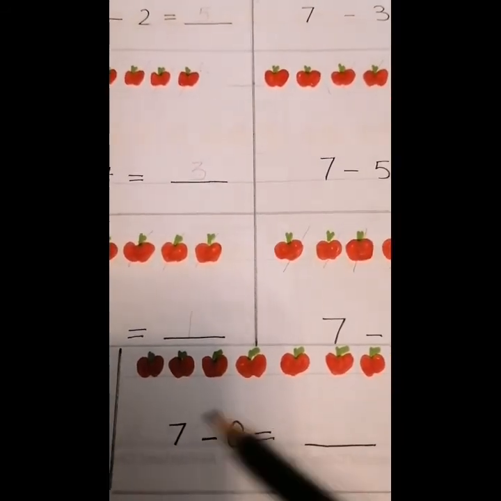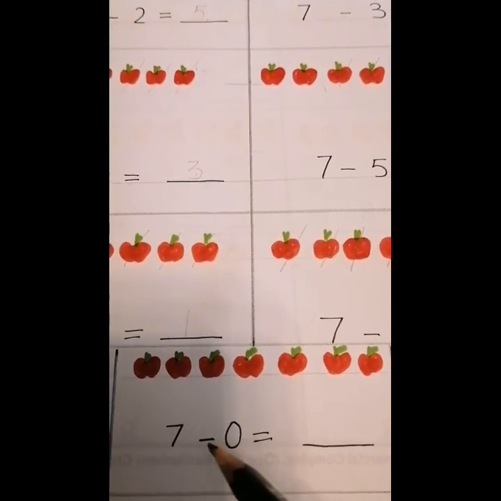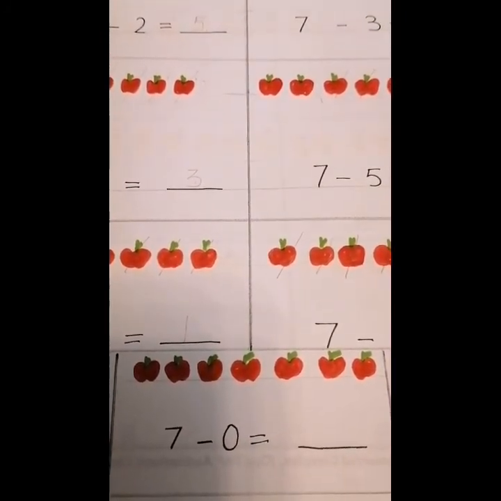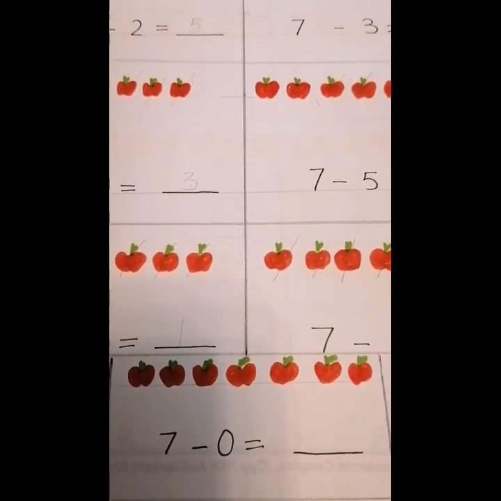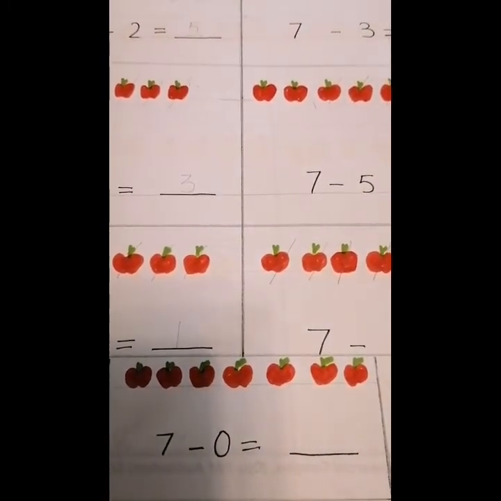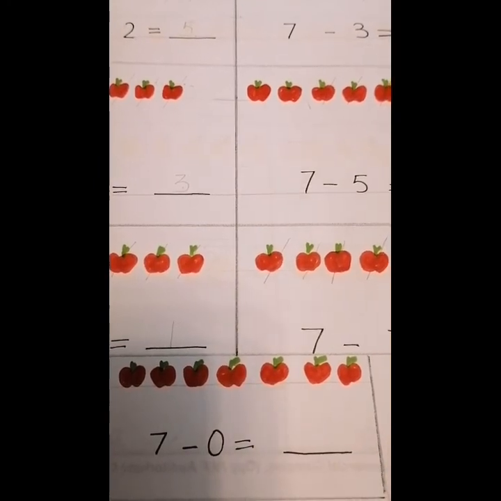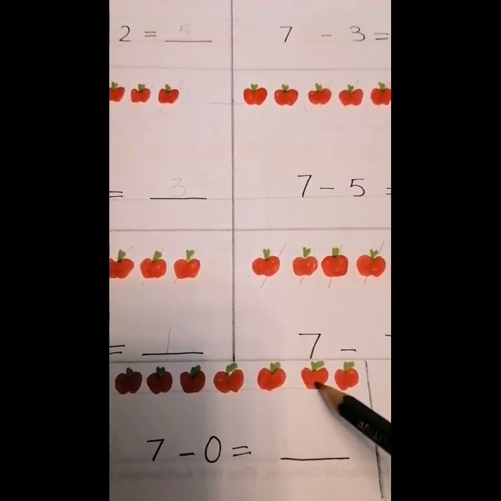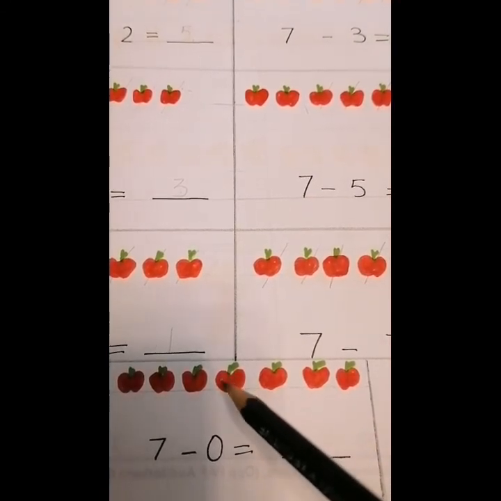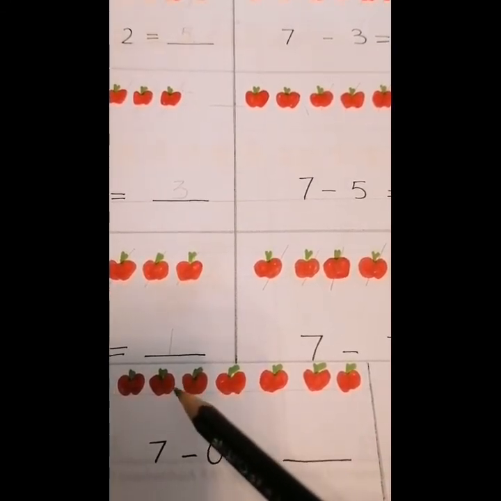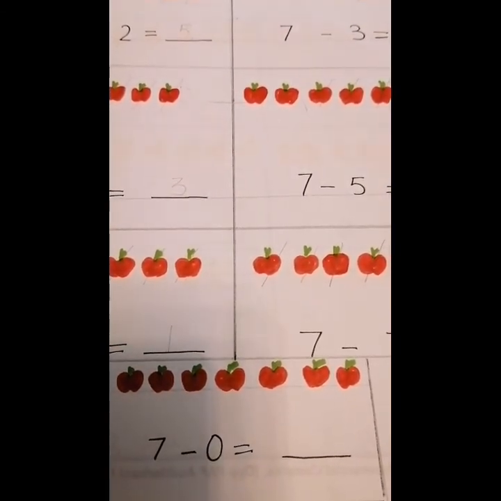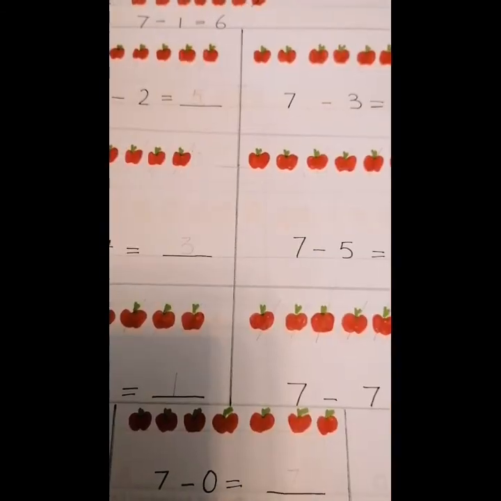Then the last sum, 7 minus 0 is equal. How many we have to cut here? Nothing, because 0 means nothing. So how many are we left with? 1, 2, 3, 4, 5, 6, 7. 7 minus 0 is equal 7.